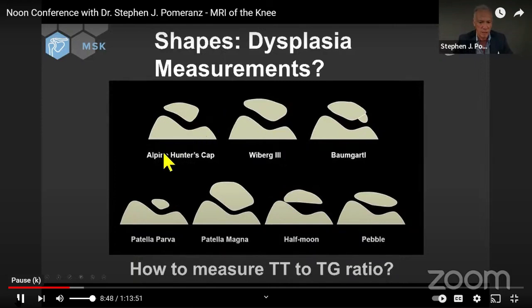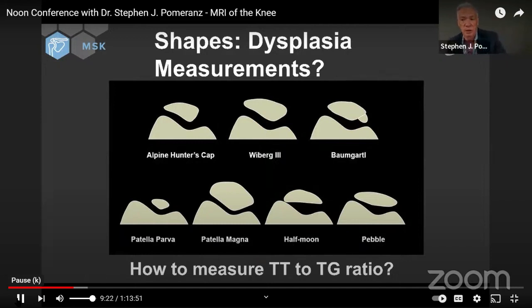And I don't comment on these individually too often, but the two that do come out most frequently are the Wiberg shape and patella magna. Let's stick with the Wiberg shape for right now. In Wiberg shapes, you are actually comparing the length of the medial facet to the length of the lateral facet. So the shorter this gets, the longer that gets, the greater the degree of dysplasia, the more likely the patient is to have some form of patellofemoral subluxation, dislocation, or maltracking syndrome.